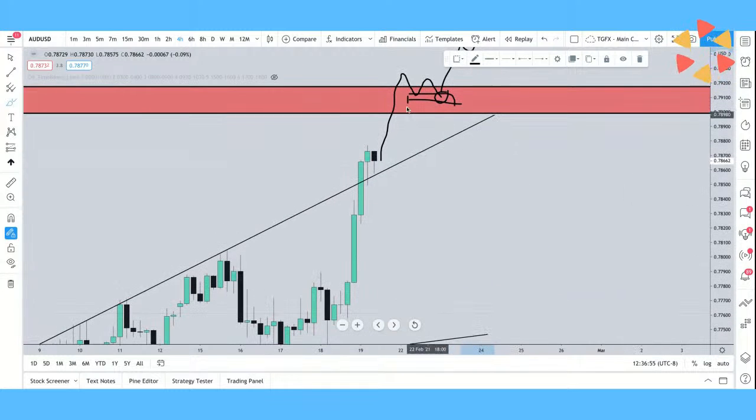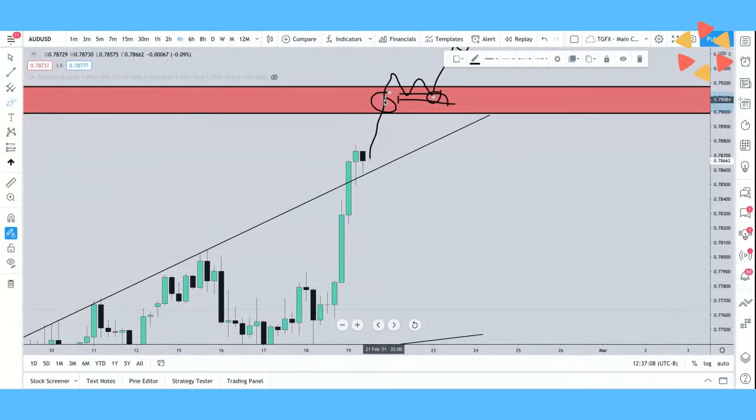Now, if price does hit this level up here and shows rejection and doesn't actually start breaking structures, then we definitely want to stay objective to that. Now, for an example, there can also be downside off of this level as well, because it is a daily level.